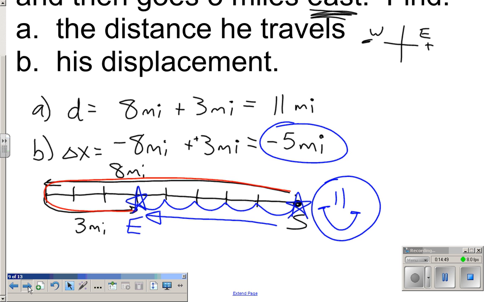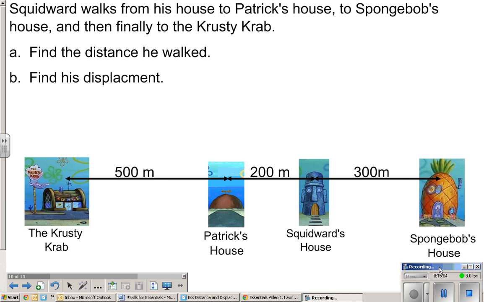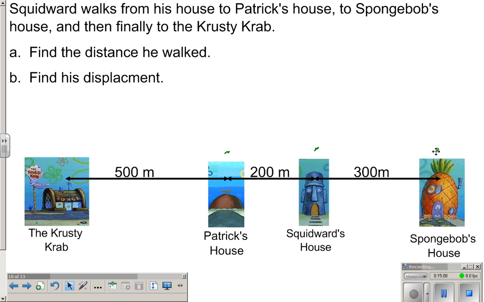Next example, sometimes I'll give you a drawing or a little map or something. All right, so here we've got, I don't know if you watch SpongeBob SquarePants, but we've got a few places in SpongeBob's little world. So you can see if you look at the drawing here, SpongeBob's house is right here, Squidward's house is here, Patrick's house is over here, and then the Krusty Krab is over there, all right? And then you can see that I've given you the distances between them. So 300 meters is the distance between SpongeBob's and Squidward's. The 200 is Squidward to Patrick, and 500 to the Krusty Krab.